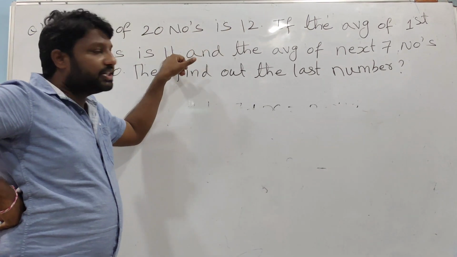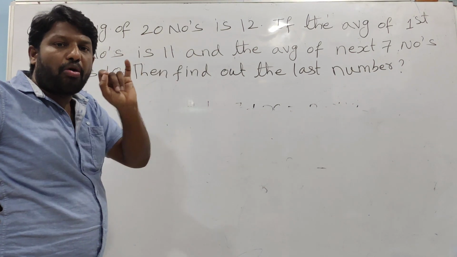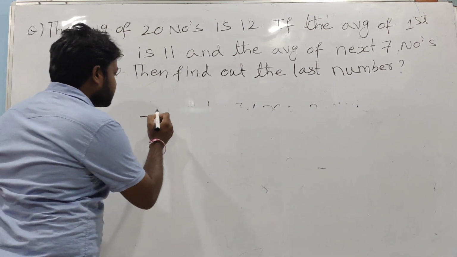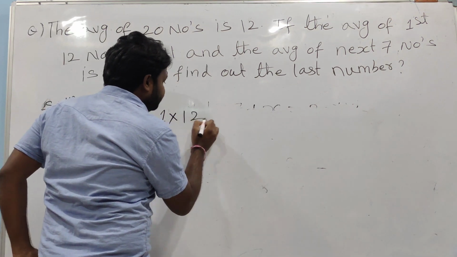From the total average, how much is it less? The total average is 12, the first 12 numbers' average is 11. So 1 is less, and less means you have to write minus. How much is it less? 1. For how many numbers? For 12 numbers, so I am multiplying with 12.